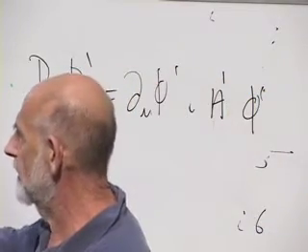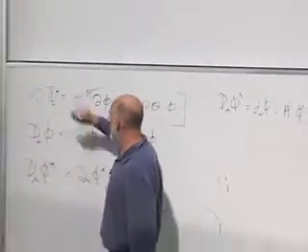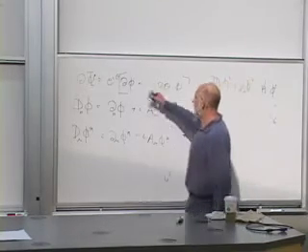Let's see, is this right? No. What did I do here? This was d mu phi prime, right? Well, you used the capital phi. They're all phi.